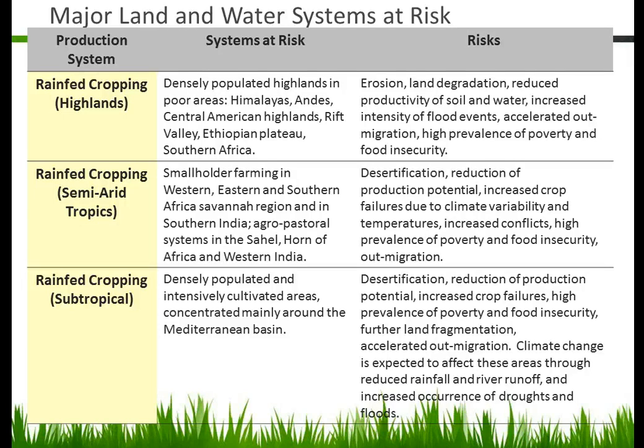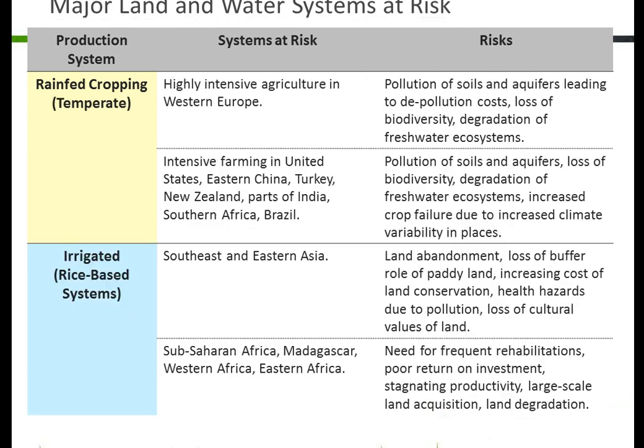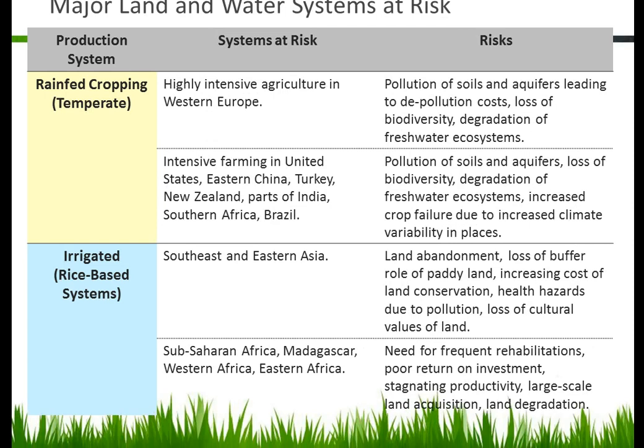But what I want to call your attention to is the repetition of all of these things: erosion, desertification, crop failure, conflict, poverty, runoff, increased runoff, reduced rainfall, increased droughts, land fragmentation. All of these things are over and over and over again. Aquifer depletion, pollution of soils, loss of biodiversity, more pollution, loss of buffer role.